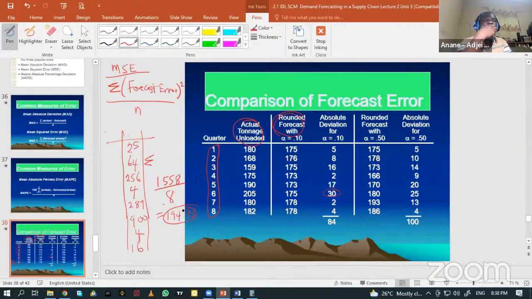Any question? Here, the formula says divided by n, and n is the number of periods, and we have 8 periods. That's why we divided it by 8, the number of periods within our table. So this table contains 8 periods. That is why we divided it by 8.